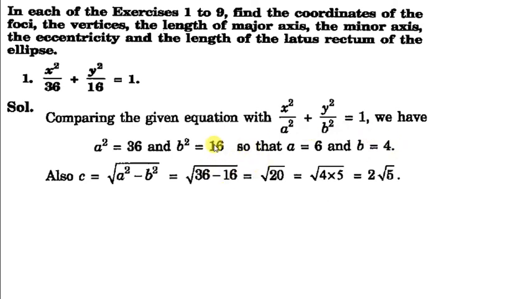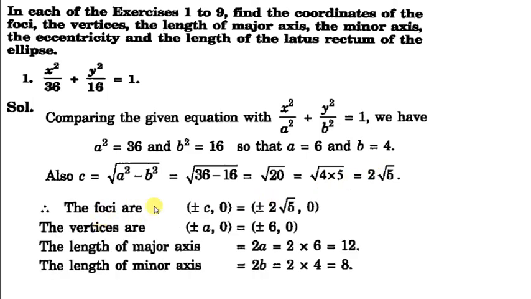And we can find c with the help of under root a square minus b square. So we get the value of c is root 20, that is 2 root 5. Then the focus are plus minus c, 0, because the major axis is the x-axis, so focus lies on the x-axis. So the coordinates of focus are plus minus c, 0, that is plus minus 2 root 5, 0.